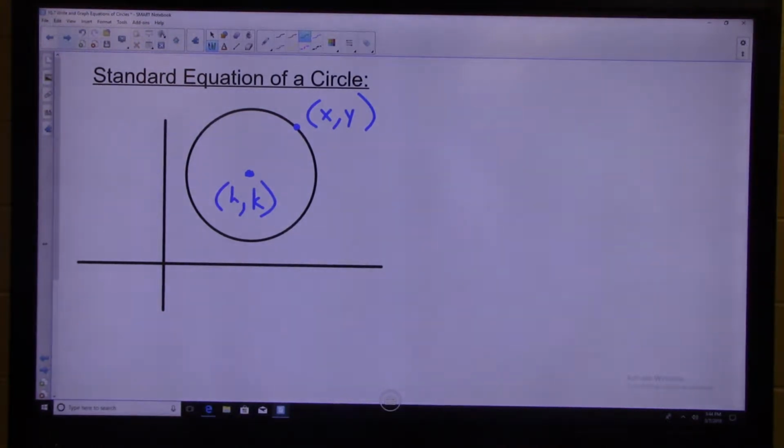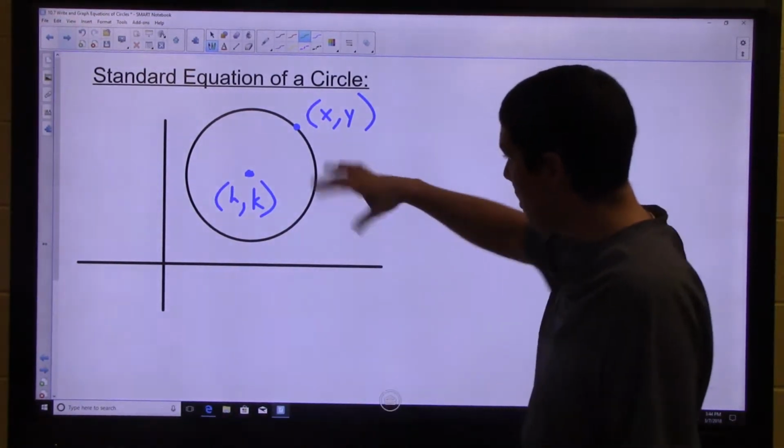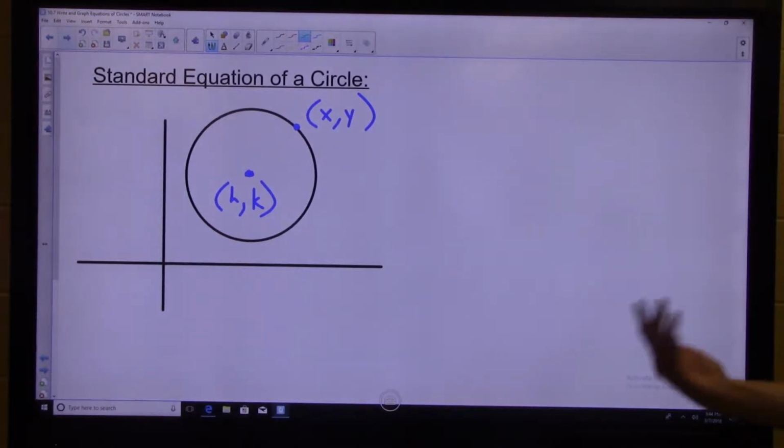This is just a random circle anywhere in a coordinate plane. I put it in the first quadrant so we didn't have to worry about any negative values or anything like that. So these are all positive values that we have to work with. But just know that if we do have negative values, the standard equation applies to negative values as well. Alright, so this is the idea.